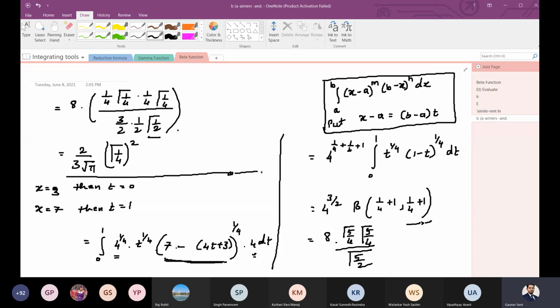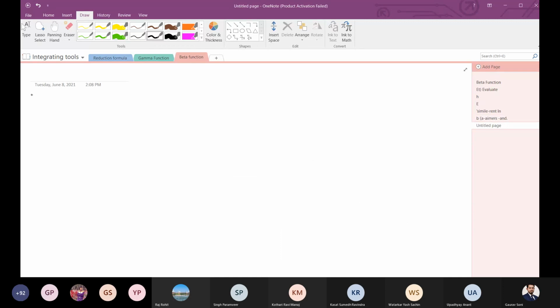Clear? Next example. Evaluate the integration from 0 to infinity of (x raised to 6 minus x raised to 3) upon (1 plus x cubed) raised to 5, into x squared dx.